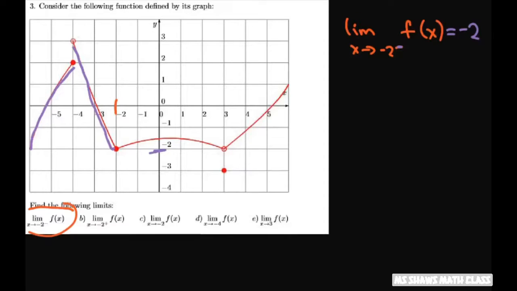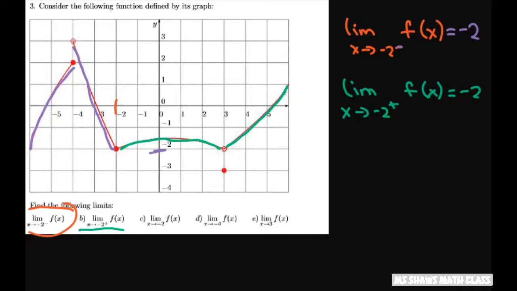Now we want to do the same limit, but from the right. So x approaches -2 from the right of f of x. That means you come from the right, have a little hole here, so make a little jump, and then come through here, and we're also ending up at -2.